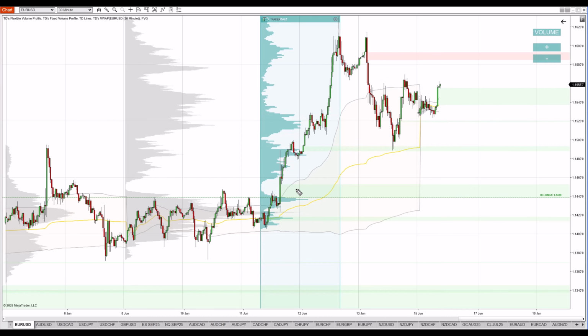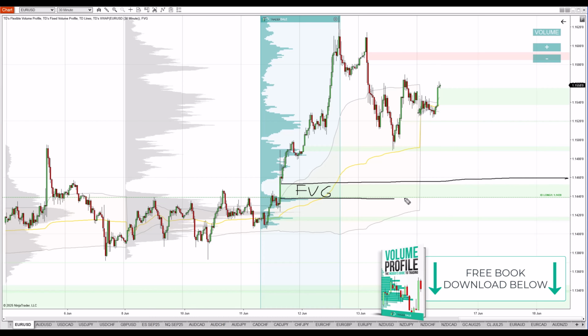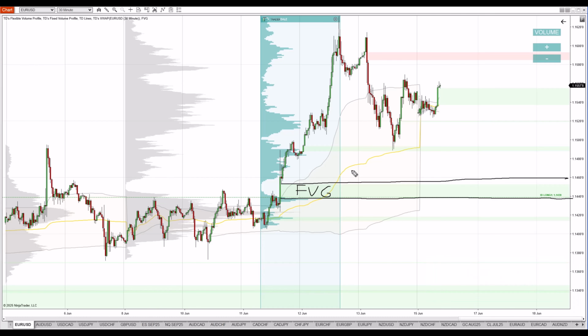Now, there's another thing that adds strength to this level, and the thing is a fair value gap. It's highlighted in green. This is the fair value gap. It's from Smart Money Concepts, and in the long trade scenario, I like to trade from the beginning of the fair value gap, which is right here at our level.